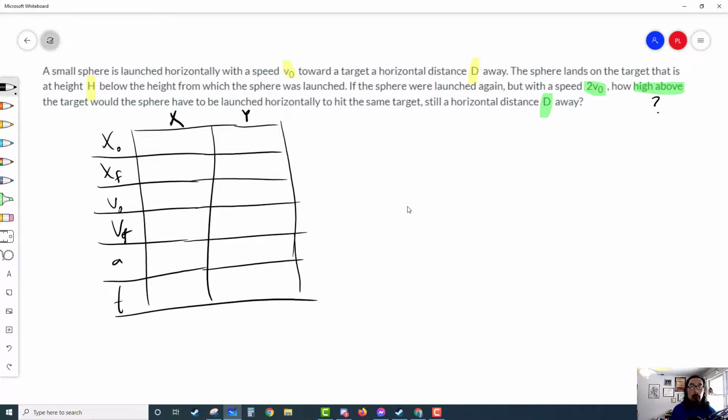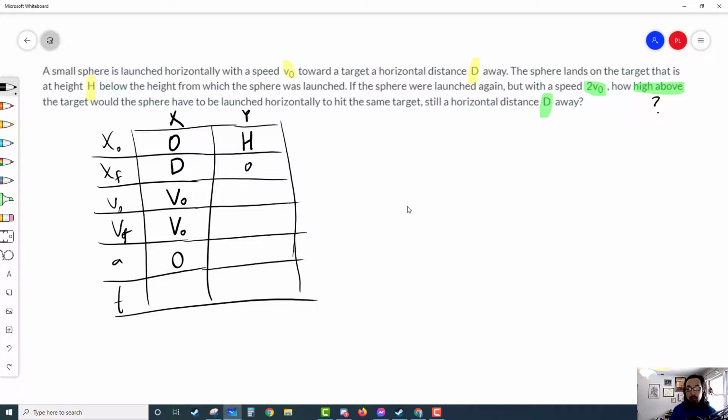It says a small sphere is launched horizontally with a speed of VO, so that'll be here, VO. And it lands towards a target that is a distance d away. So our initial position will be 0 and it lands at position d. Remember the rules: in the x direction your initial velocity and your final velocity are the same, so we can call that just VO. Your acceleration in the x direction is 0, and we don't know the time. Now for the height, they tell us that our starting height is h, and our final height, because we're landing on the floor, is 0.